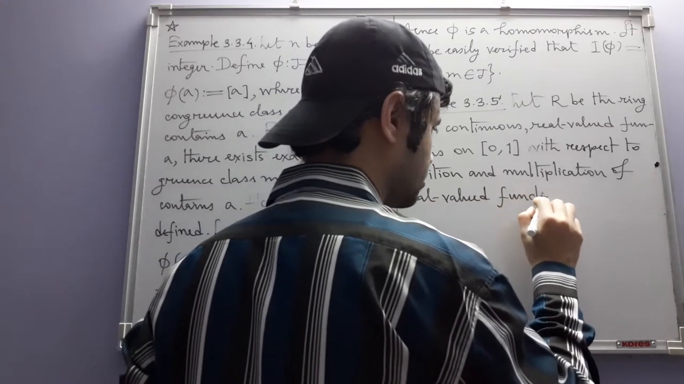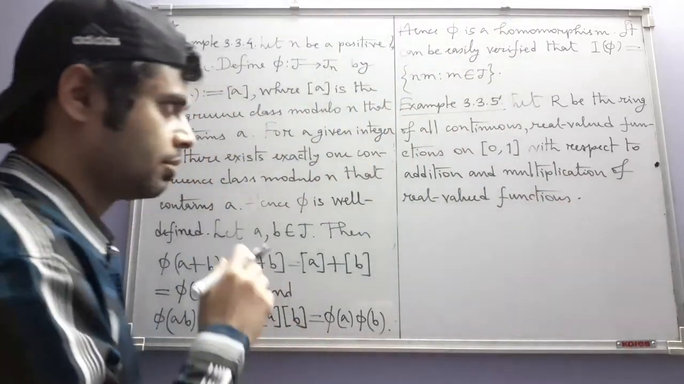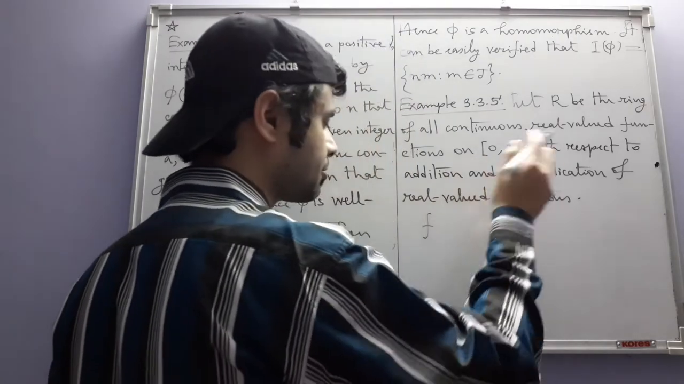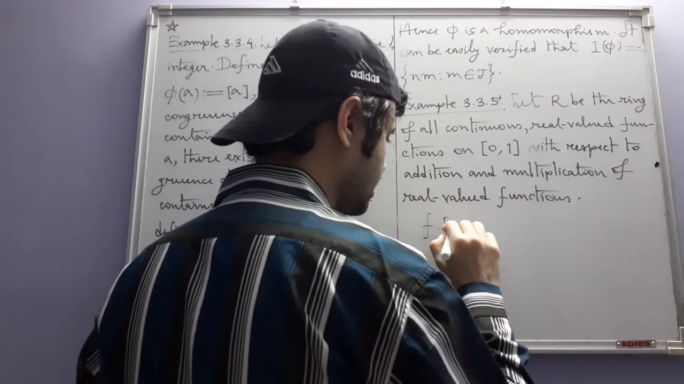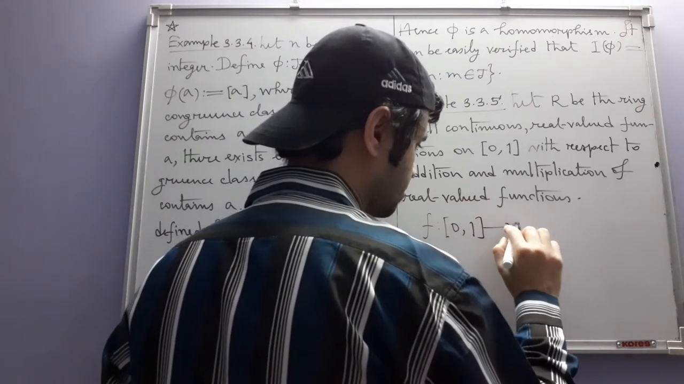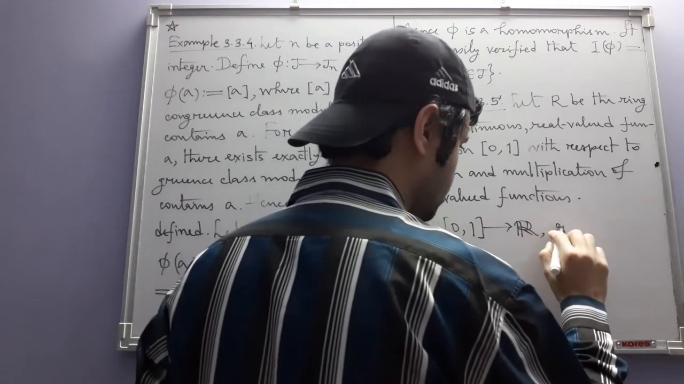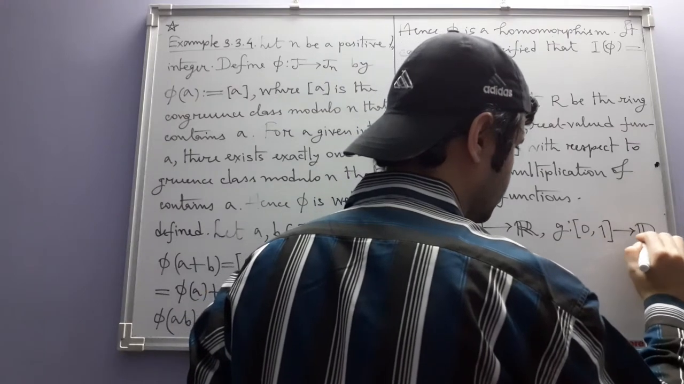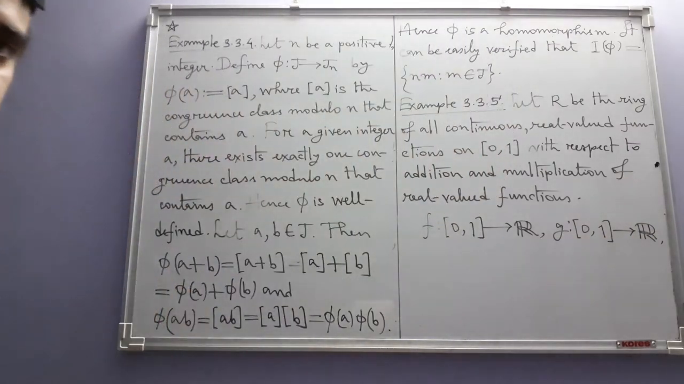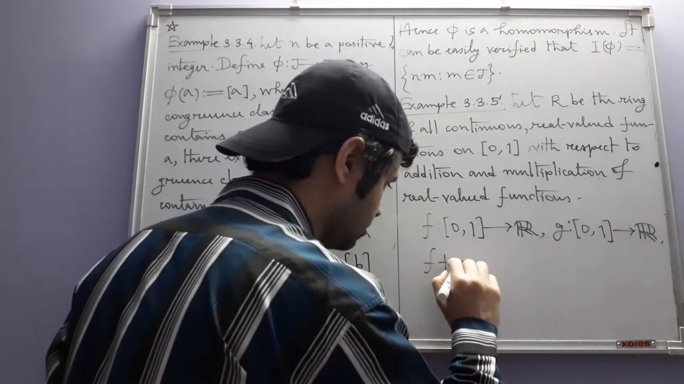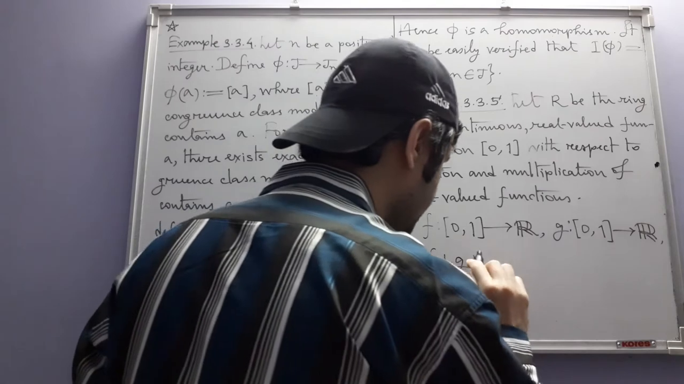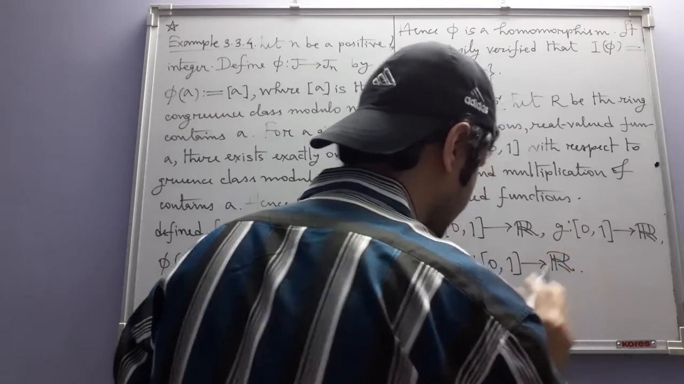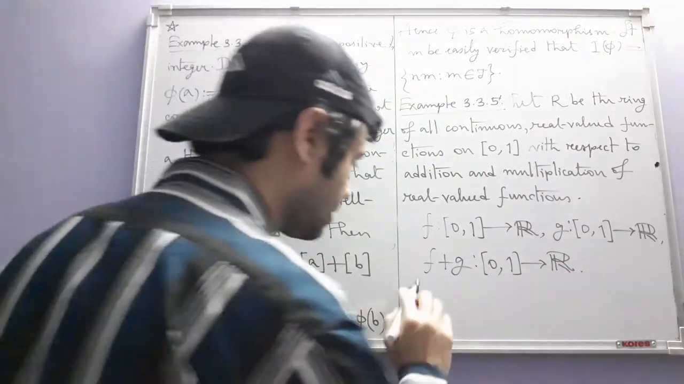Real valued functions. And what are they? What is addition and multiplication? Suppose you have, since we want only this, so we will take two such functions and see what their addition and multiplication mean. I want to define f plus g, and I want it to again be a function of this type. That means I have to define the function f plus g, and my definition is this.